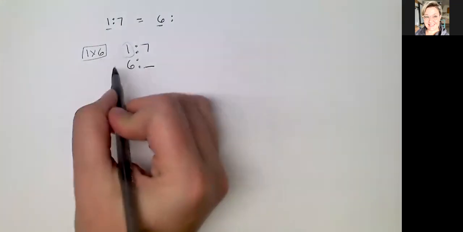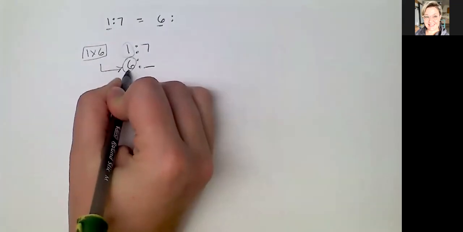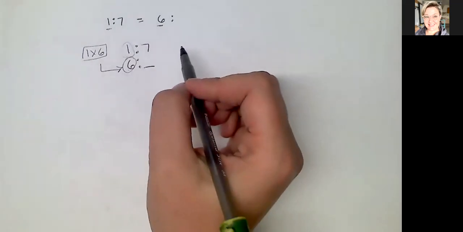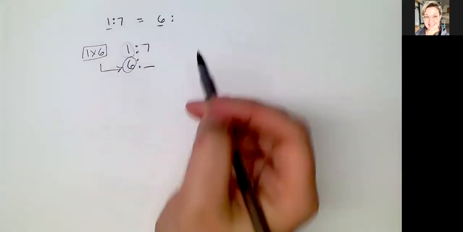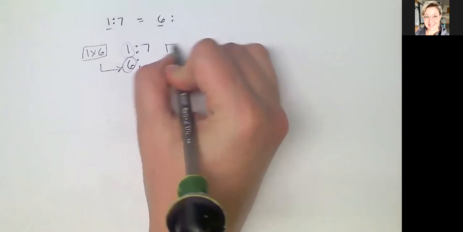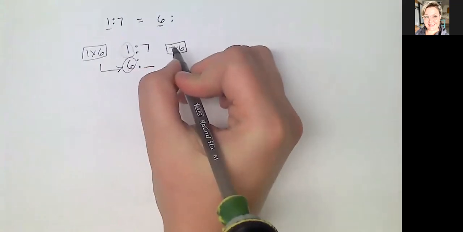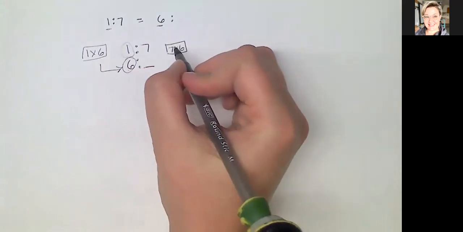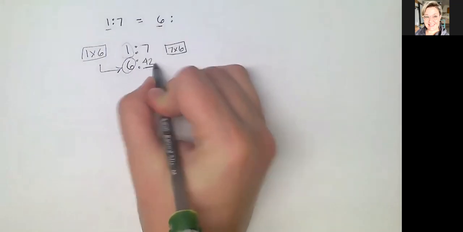So 1 times 6 is going to equal this number, and this is the number we've been given. Then all we need to do is multiply the second number in the ratio also by 6. You can either write that down or do it on your calculator. I'm just going to put it off to the side here and do 7 times 6. The number that we are getting is 42.